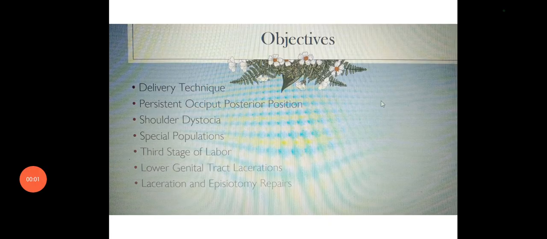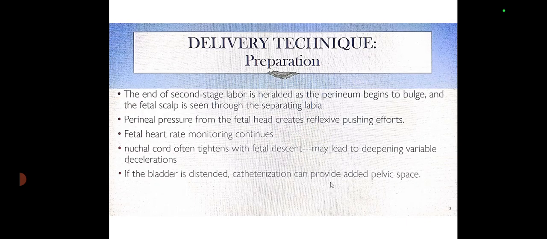Vaginal delivery. The objectives of vaginal delivery: we will see the delivery technique, persistent occiput posterior, pushing, shoulder dystocia, special populations, third stage of labor, lower genital tract laceration, and the laceration and episiotomy repairs.